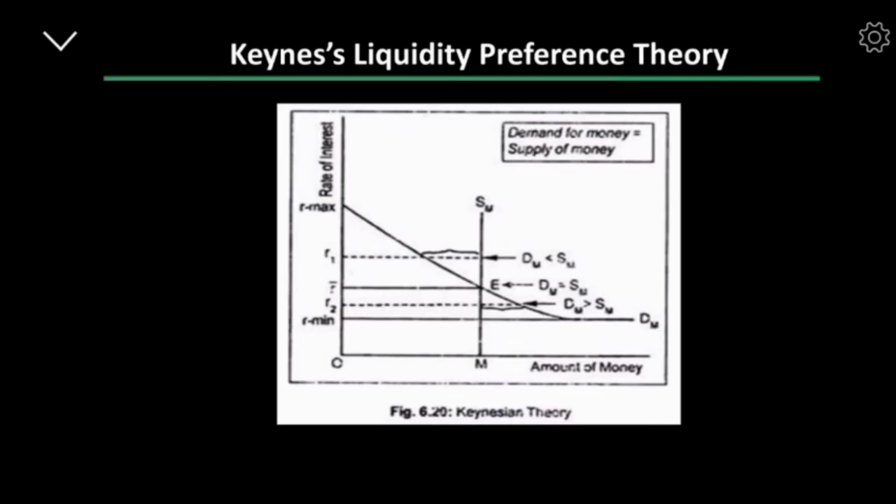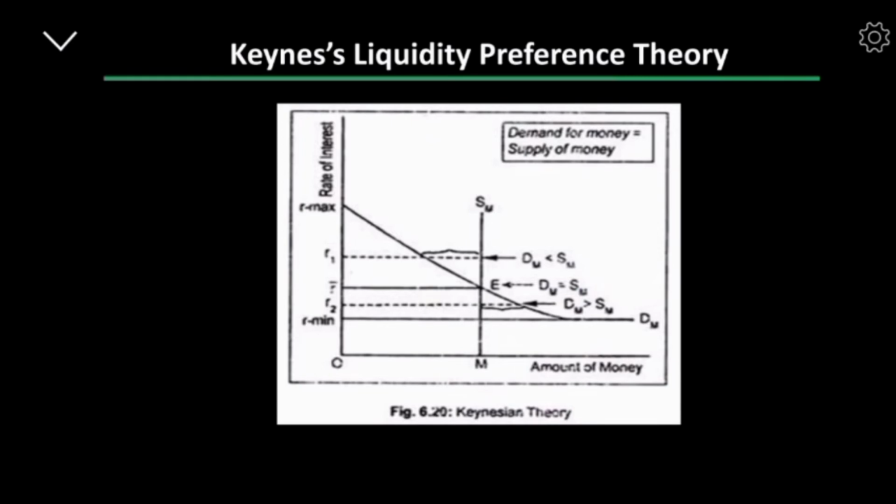This is the Keynes liquidity preference theory diagram. To determine the interest rate, it depends on the demand for money and the supply of money. So in this diagram, DOM is the total amount of money supplied by the central bank. At point E, the demand for money becomes equal to the supply of money. So at this point, the equilibrium interest rate is determined.